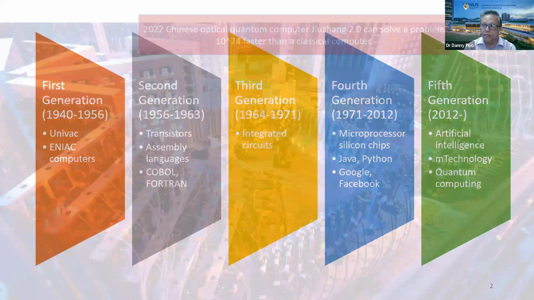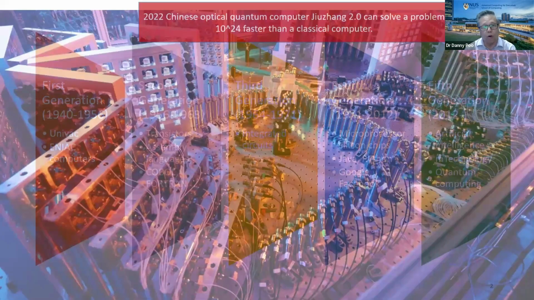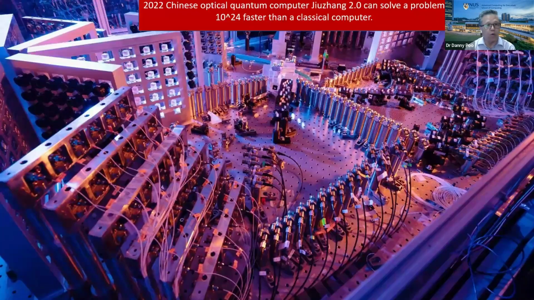This is the Chinese optical quantum computer called 九章 2.0. It was created in the year 2022, just last year. And this machine can solve a problem 10 to the power of 24 times faster than a classical computer. You can think about a classical computer as one that you're holding in your hand right now.